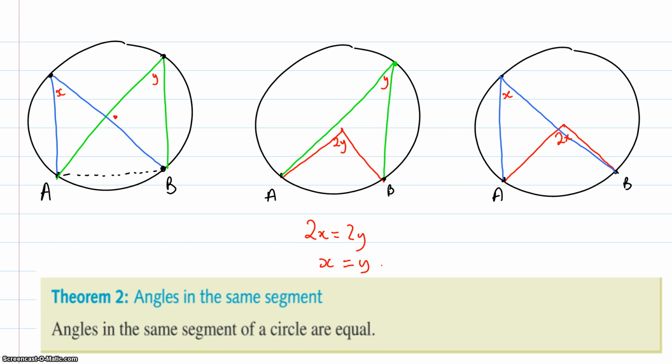The angles in the same segment of a circle are equal. These two angles here, connected by the circumference, will be exactly the same. x will equal y. And conversely, this one here will equal this angle here. Okay, that's theorem 2.